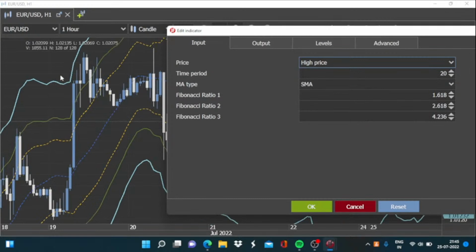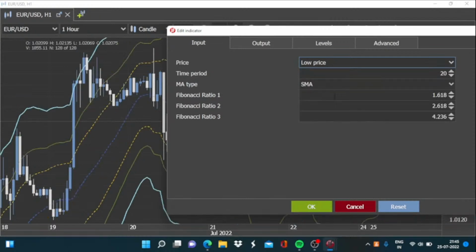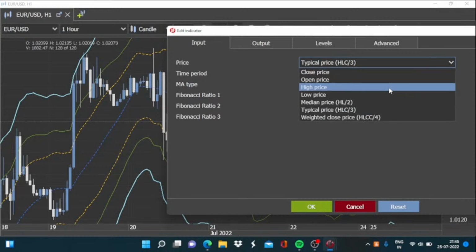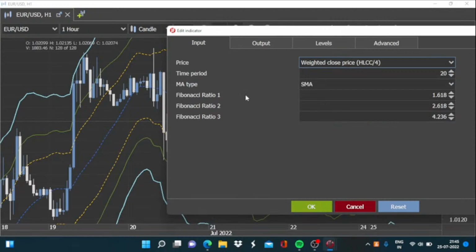So please pay attention to the plotting of these Bollinger Bands upper levels and lower levels. Now again, if we change it to the low price, it has now shifted to the lower side. Median price, slight change. Typical price is arrived at by taking into consideration the high, low, and the closing value, which is then divided by 3. If we want to give more weightage to the closing price, then we take the weighted close price, and this is how it will look in that scenario. Now I will restore it back to the default setup of the close price.